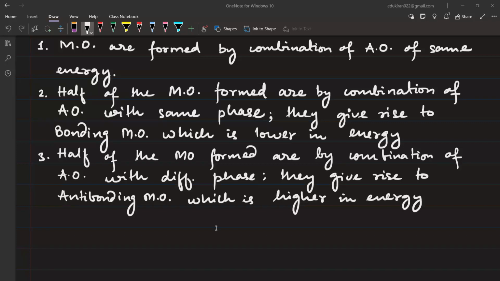All of you understood this? Yes or no, please tell me. Yes, sir. Yes, sir. Will everyone understand this much? Okay. Now we are going to look at the different types of atomic orbitals and how they form molecular orbitals, okay?